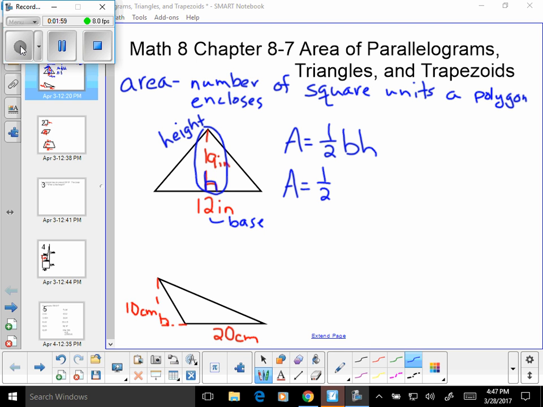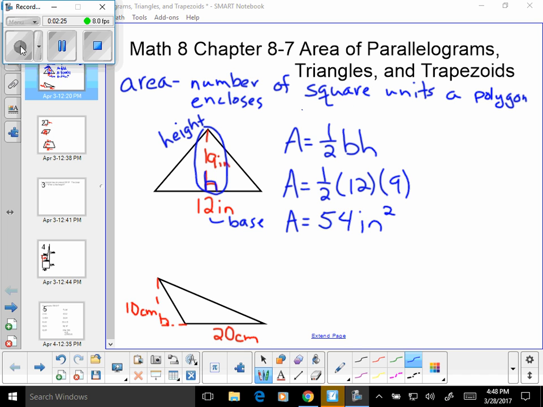Now I can substitute into the formula. The base is 12, the height is 9. Because of the 1/2, a good thing to do is to look to see if either the base or the height is an even number that I can divide by 2. In this case, I can divide the base by 2 and get 6. 6 times 9 is 54. So my area is going to be 54 inches.